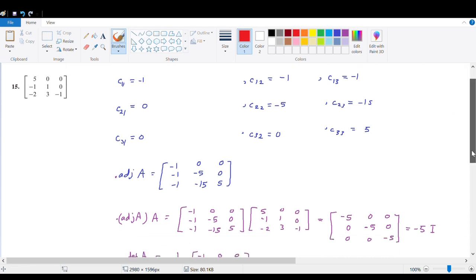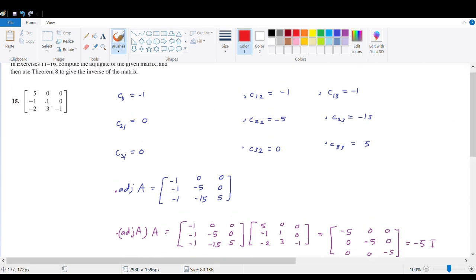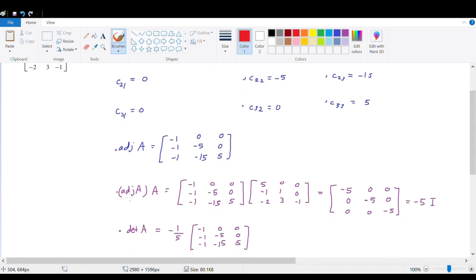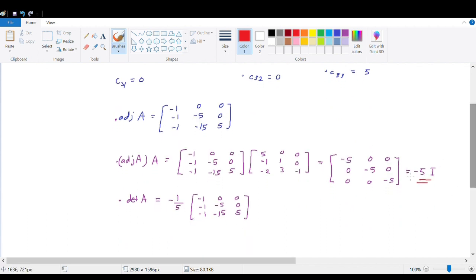Similarly in 15, first we find the cofactor for each element inside this matrix. Find the adjugate of A. We multiply the adjugate of A by A, we get this. So from here we conclude that the determinant of A is equal to minus 5, and so A inverse is equal to 1 over, this one is minus 5, so it will be minus 1 over 5, and we multiply by the adjugate of A. So this is our A inverse.